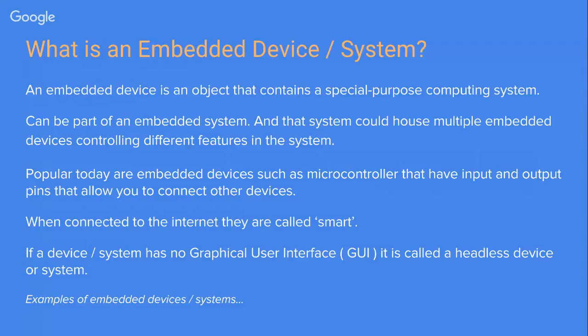And if it's connected to the internet, they call it a smart device. Your television, for example, would be considered an embedded system, and if it's connected to the internet, it would be considered smart. Mostly anything that's connected to the internet today, and everything's connected to the internet today, so almost everything is smart in a sense. And if it doesn't have a graphical user interface, they consider that a headless device or system.